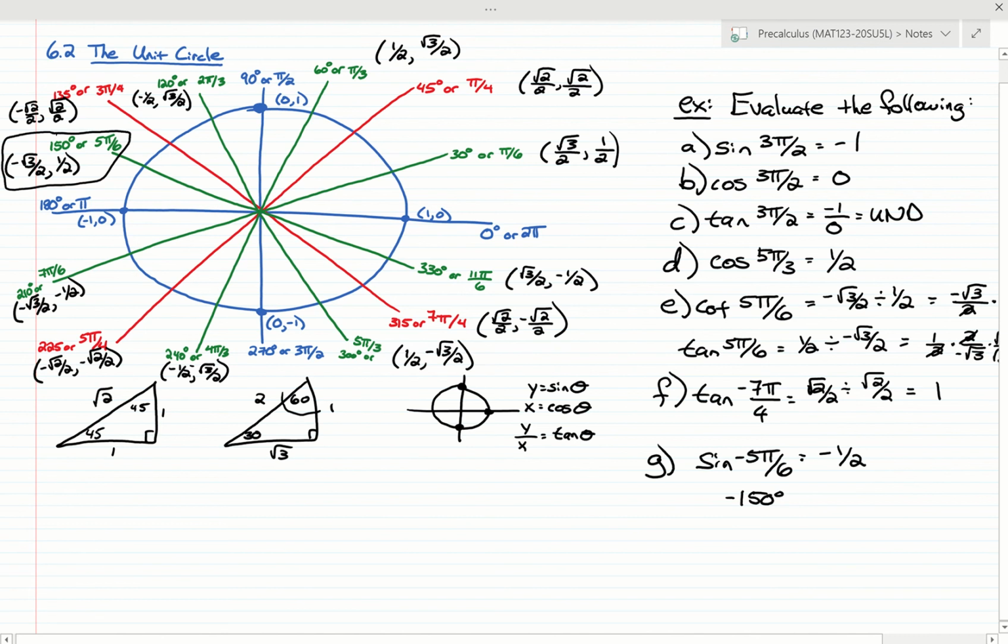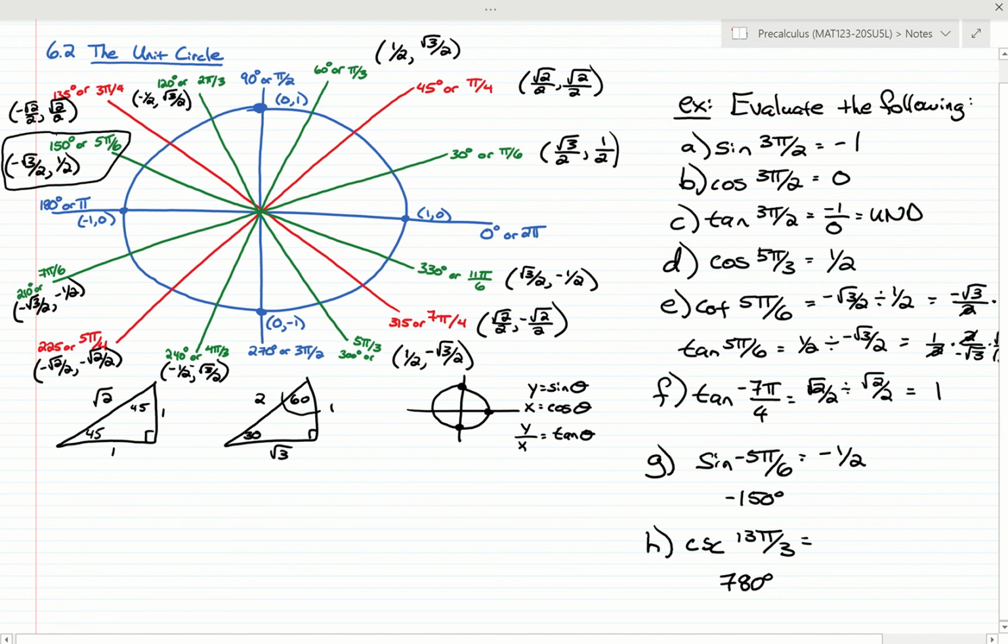All right, and we have one more. What if I asked you for the cosecant of 13π/3? Okay, so it's positive, and we're going to go 13 increments of π/3. Now, π/3 is 60 degrees. 60 degrees times 13 is 780. But we're going to go every 60 degrees.